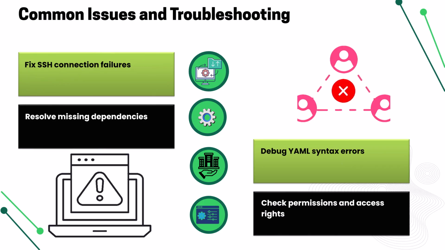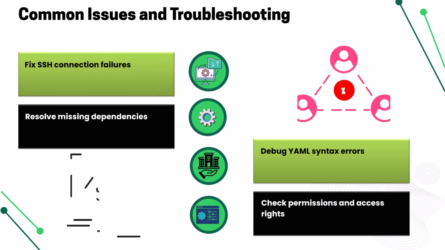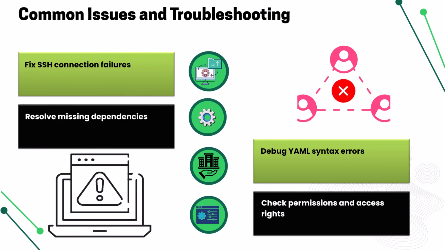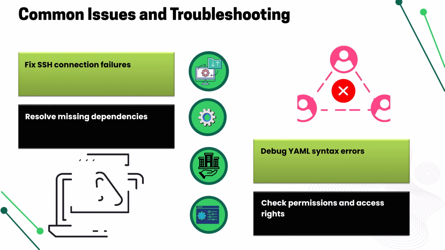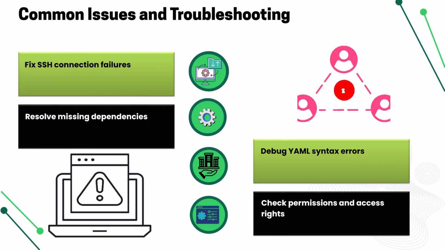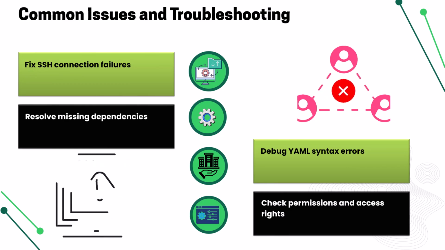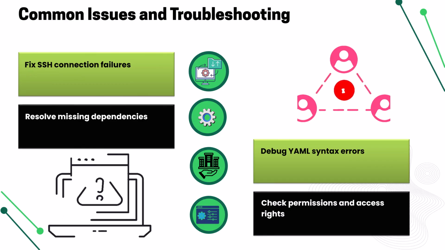Every tech journey has its hiccups. SSH failures. Check your keys before blaming the universe. Missing dependencies. Install them before panic mode kicks in. YAML syntax errors. Spaces versus tabs, the eternal debate. And when nothing works, check permissions. Sometimes, Ansible just wants a VIP pass to do its job.